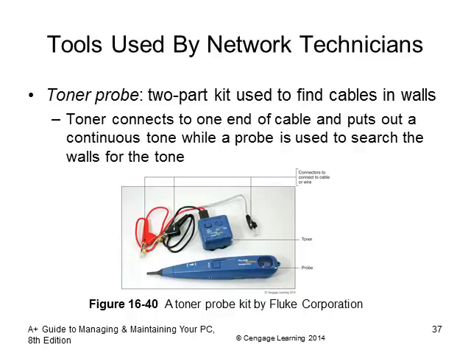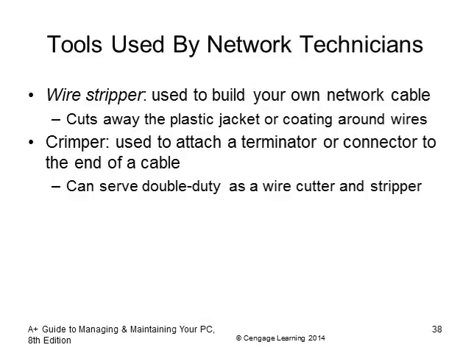Toner probe. Here's a two-part kit. It's used to find cables in the walls. So the toner connects to one end of the cable and it puts out a continuous tone. And then the probe is used to search for the tone within the wall.